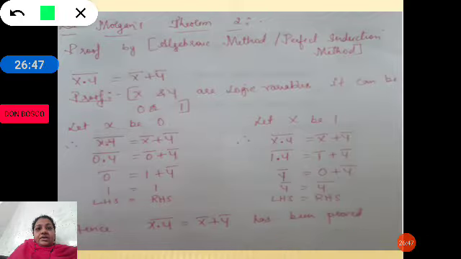So here x and y are the logic variables. First let x be 0. Replacing x with 0, x ANDed with y becomes 0 AND y, and x complement plus y bar becomes 0 complement plus y bar. Now 0 AND y is 0, and 0 complement is 1, so 1 plus y bar.